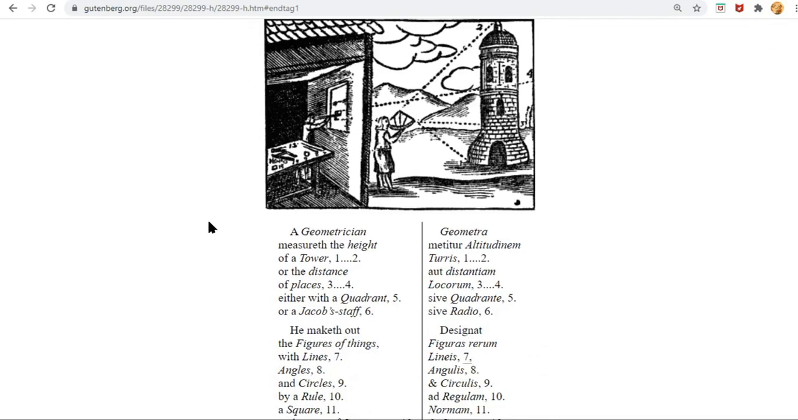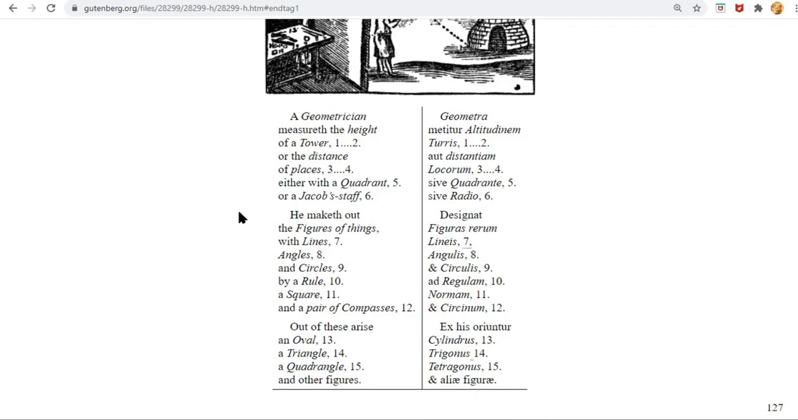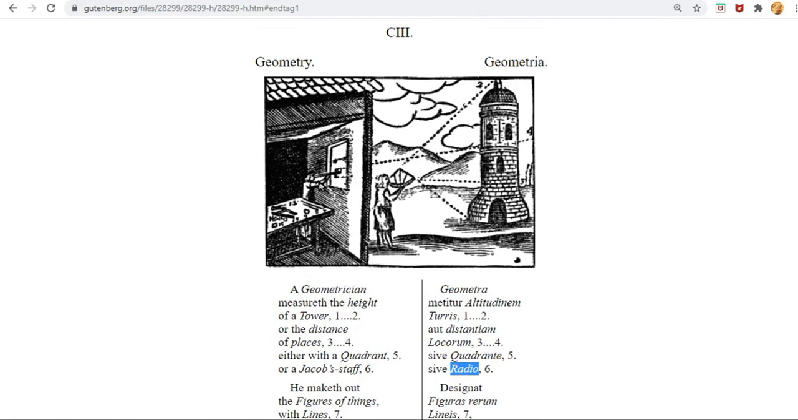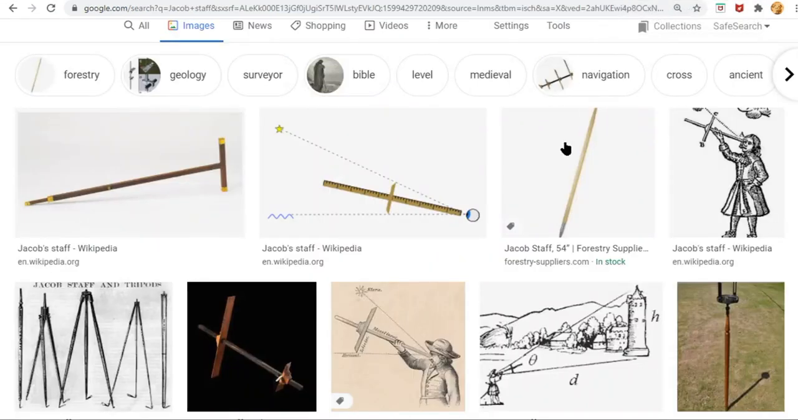But I was up here in geometry, and I saw in the Latin that they called this Jacob's staff a radio. And I got to thinking, well, when it's talking in the Bible, did Jacob's staff mean a radio? This is a radio, Jacob's staff. This is a sextant, and it does the same thing. It's just not as good. But it's a slide rule, is what it is.